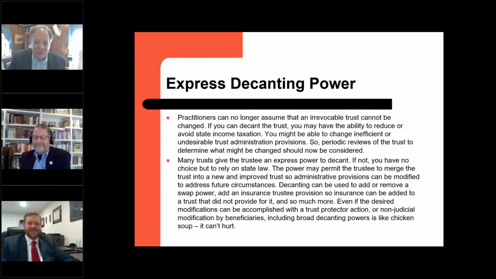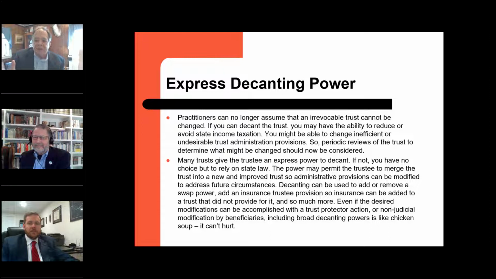Things change, attitudes change, needs change, laws change. You always want a decanting power. Now, in the ILS forms and also under New York state law and Alaska law and virtually every state that has it, you can't do a decanting which would cause a tax benefit to be jeopardized.